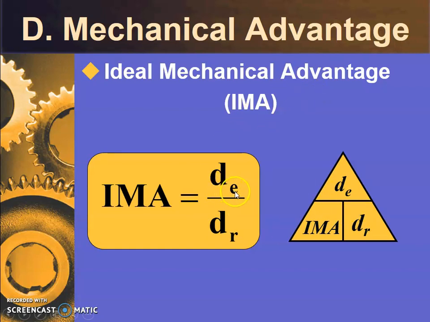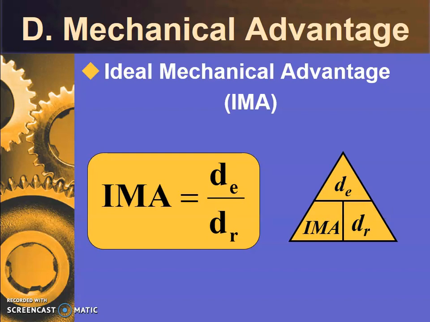We are going to do the effort distance, so the human's input, divided by the resistance distance, so the distance that the machine moves. Okay? And still using our triangle, this is what that triangle would look like. So you can go ahead and add this to your equation sheet that we have been growing.